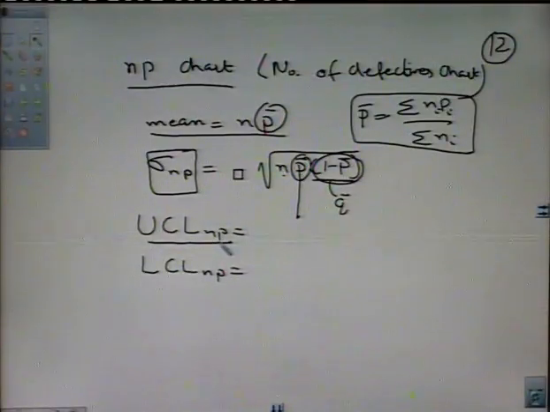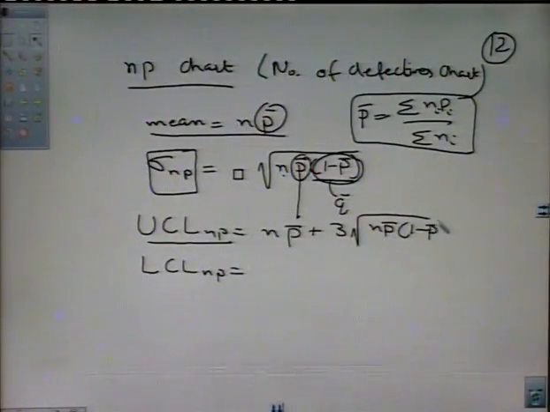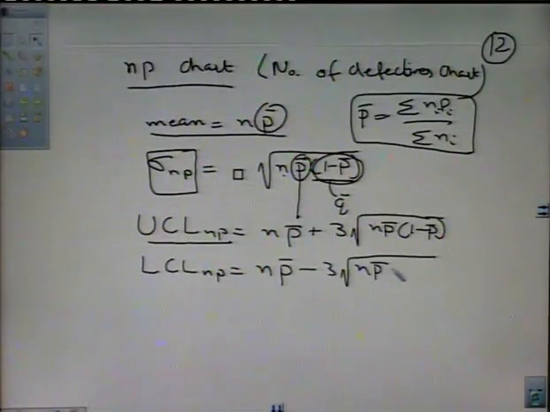Now, the upper control limit of the NP chart is NP bar plus 3 under root NP bar into 1 minus P bar, and the lower control limit of the NP chart is NP bar minus 3 under root NP bar into 1 minus P bar. So, the same methodology will be used for drawing the control charts of NP chart.